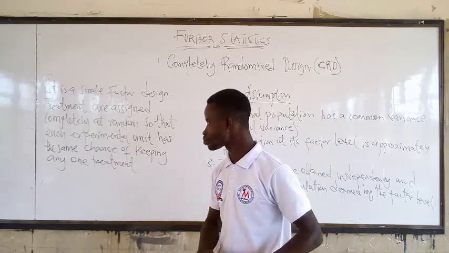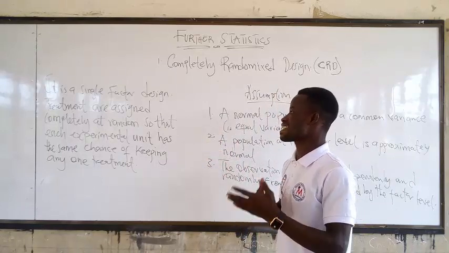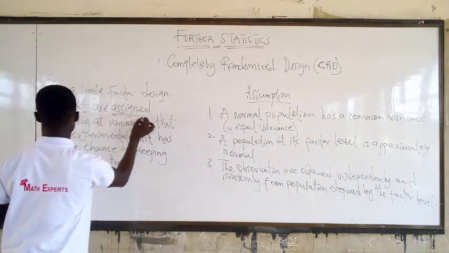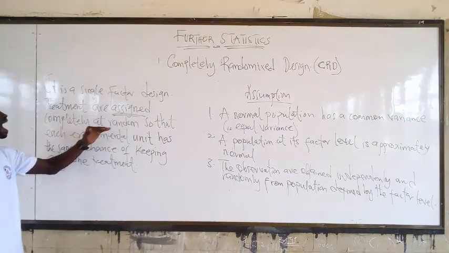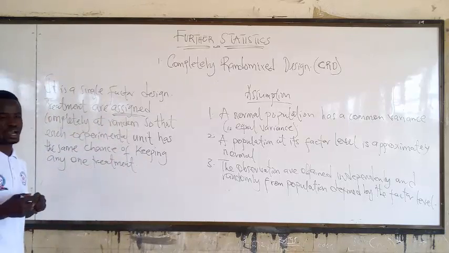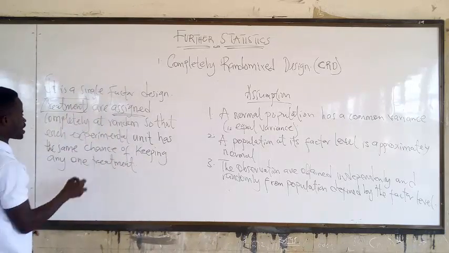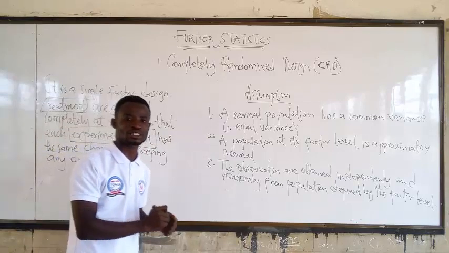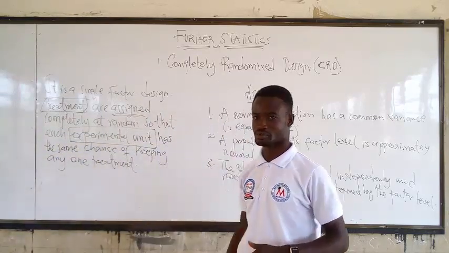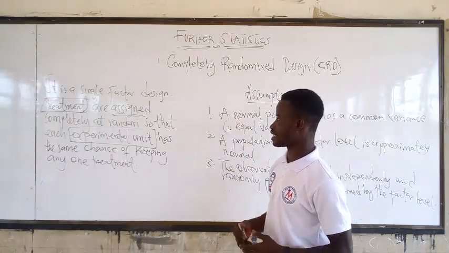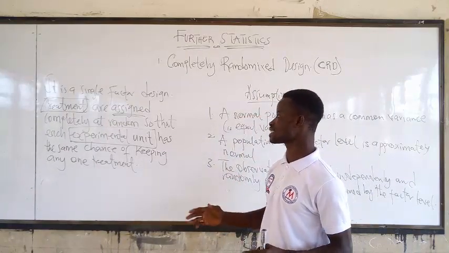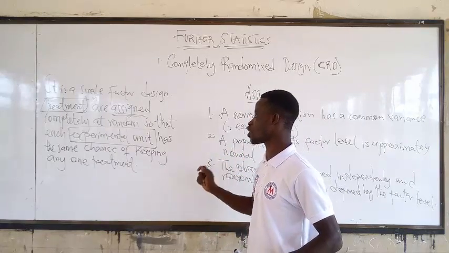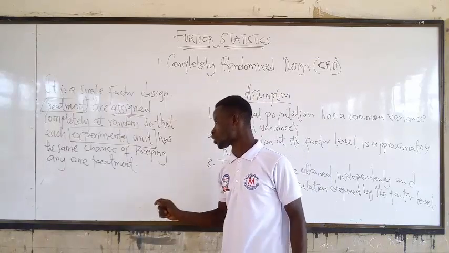What we are saying is that in this design, we assign. That's a keyword. We assign what? Treatments are being assigned. There is another word here to take note: we have a treatment and we have the experimental unit. So in this type of design, the treatments are being assigned completely at random, so that each experimental unit has the same chance of keeping any one treatment.